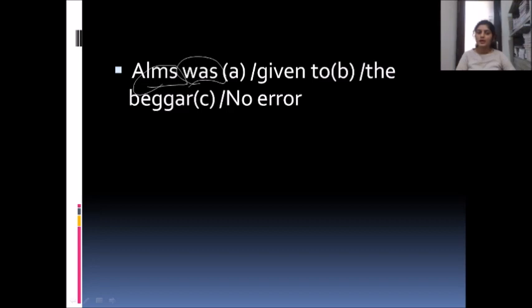So the right sentence should be: Alms were given to the beggar. So the error lies in part A of the sentence. So part A would be marked as our answer. Moving on to the next sentence.